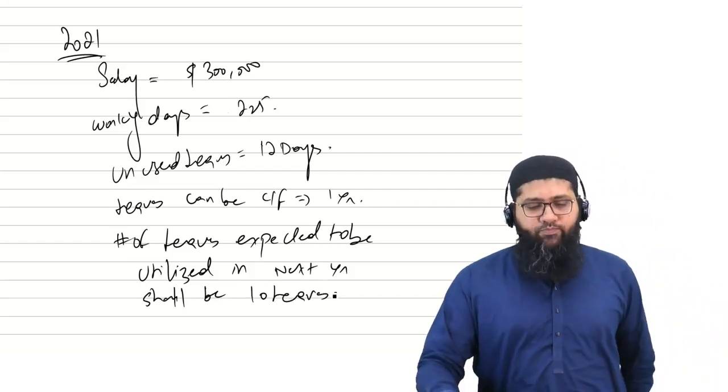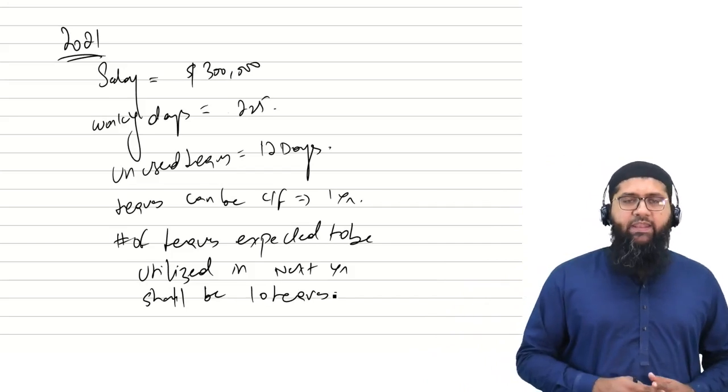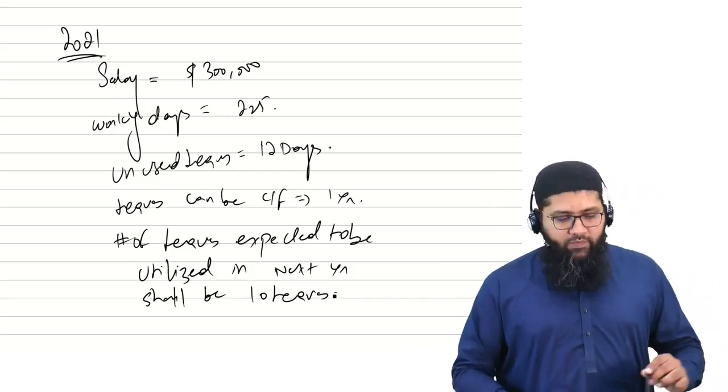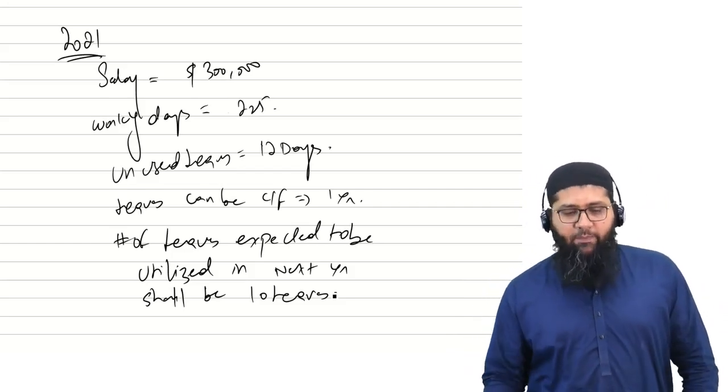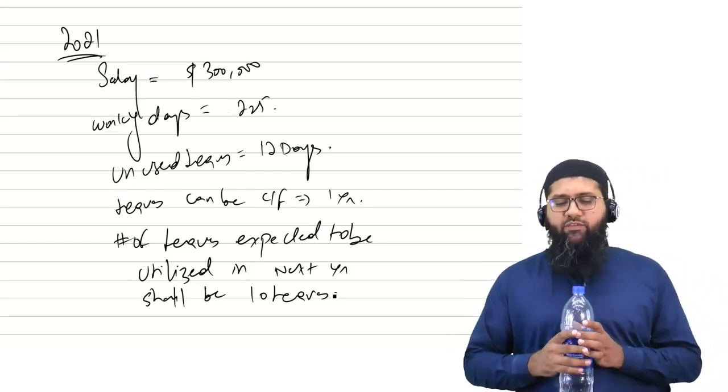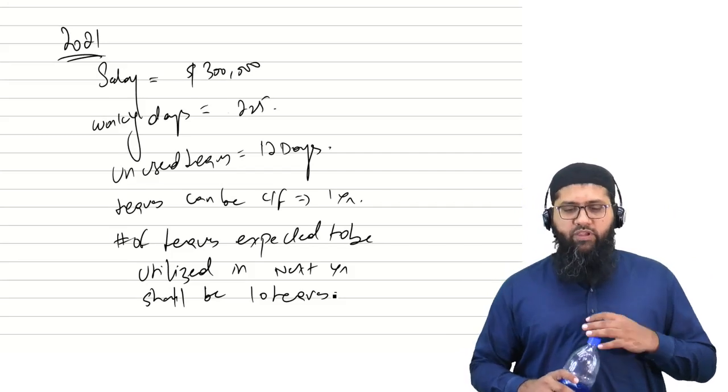So what are you going to do? I repeat, the employee has a salary of 300,000. The working days were 225. What actually happened was that there are unused leaves of 12 days.